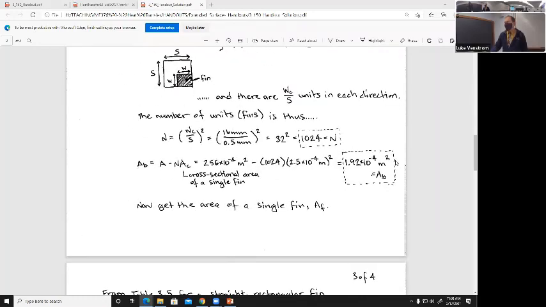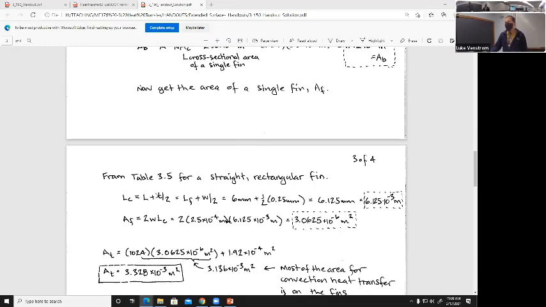To get the base area, I followed my approach and I looked at the total area, which was just W_C squared minus N times the cross-sectional area of a single fin, which was just little w squared. So the base area I calculate was 1.92 times 10 to the minus 4 square meters. So then you go and you work on the area of a single fin.